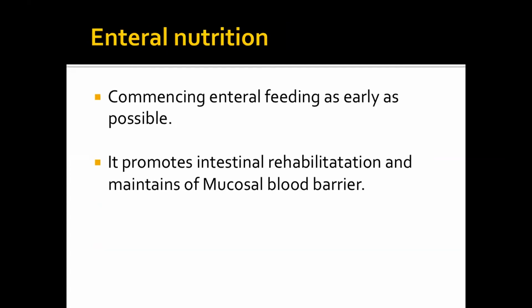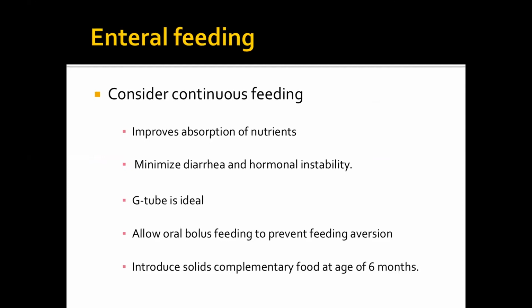The enteral nutrition, which we mean by feeding through the normal route, which is the intestine, we should commence as early as possible. It helps promote intestinal rehabilitation and maintain the mucosal blood barrier. Consider continuous feeding rather than bolus feeding because it will slow the transit time and have more exposure between the nutrients and the small bowel lining, which helps the small bowel rehabilitation and adaptation. G-tube is ideal in those patients because you know that they will need continuous feeding for a very long period of time, and consider doing the G-tube early.